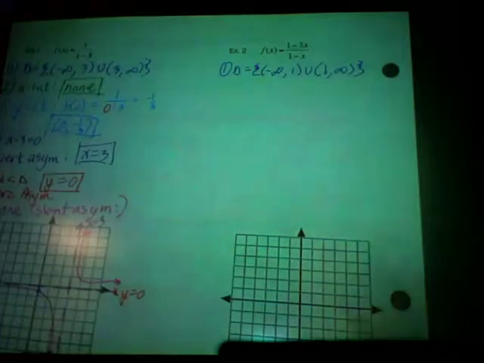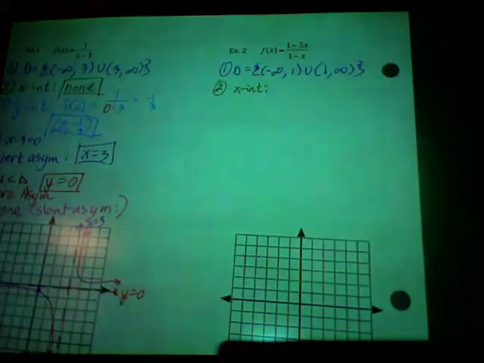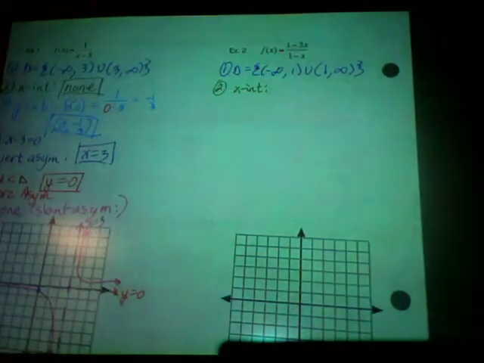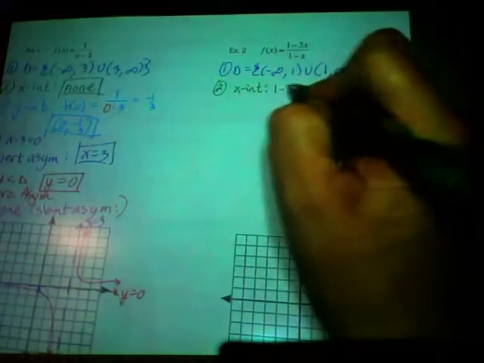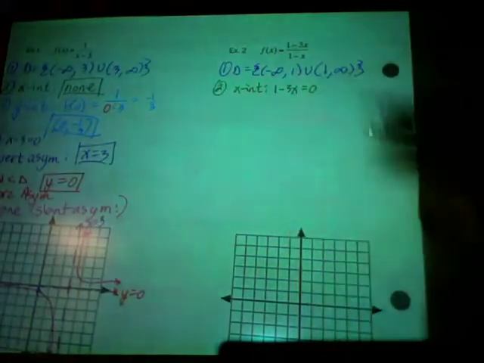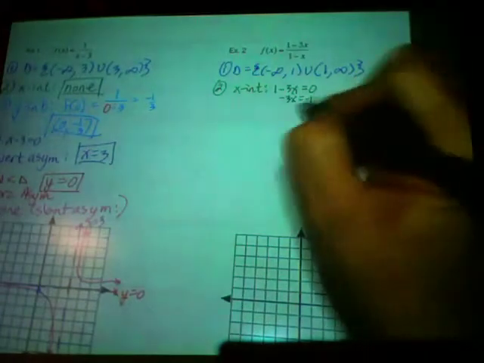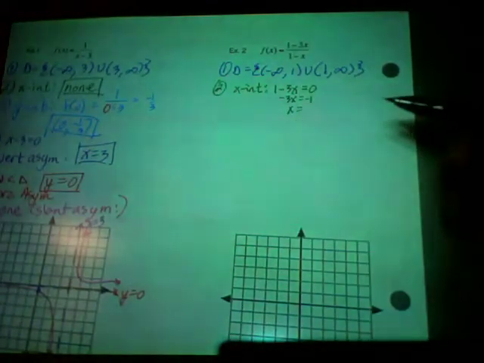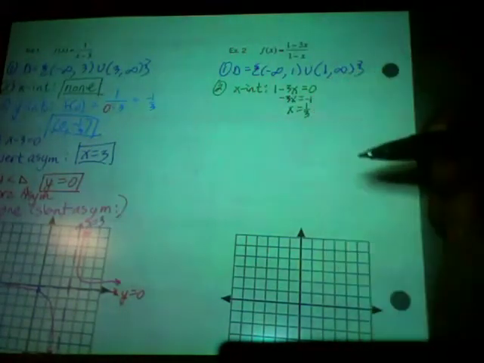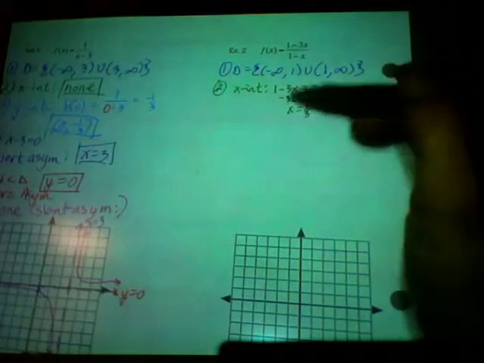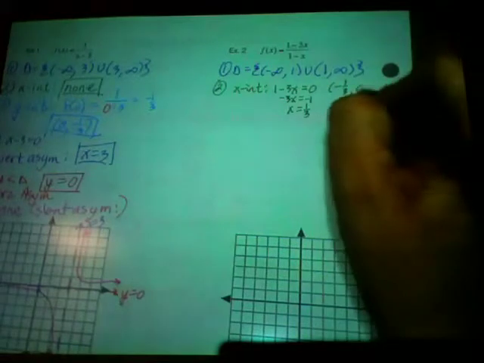Step 2, x-intercept. What do we let equal 0? Y. So if I let y equal 0, we only care about the numerator. So we're going to take 1 minus 3x and set it equal to 0. Solve for x. What does x equal? Positive 1/3, because these are both negative, right? Aren't they both negative? Okay. And so my x-intercept is 1/3 for my x value, 0 for my y value.